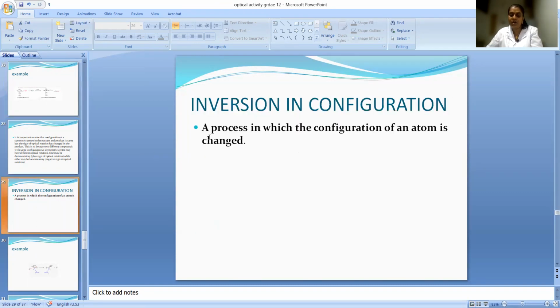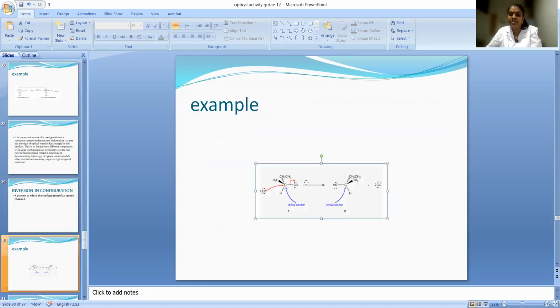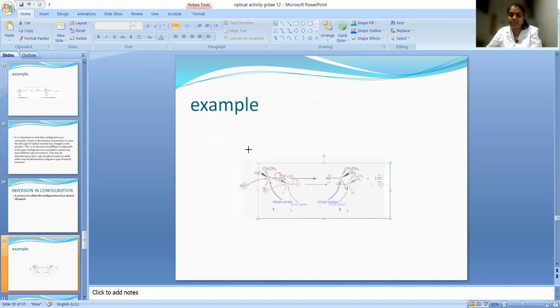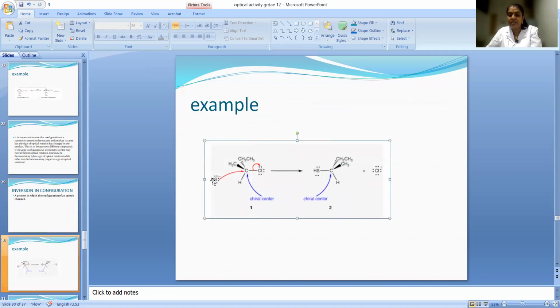So inversion of configuration means the configuration is changing during a reaction. Look at this example. Here SH minus is coming and Cl minus is leaving. SH minus is coming from a direction opposite to the leaving group. Why? Because if it came from the same direction, there would be hindrance, because this is also negative and this is also negative, so there will be repulsion. So it is coming from the opposite direction.